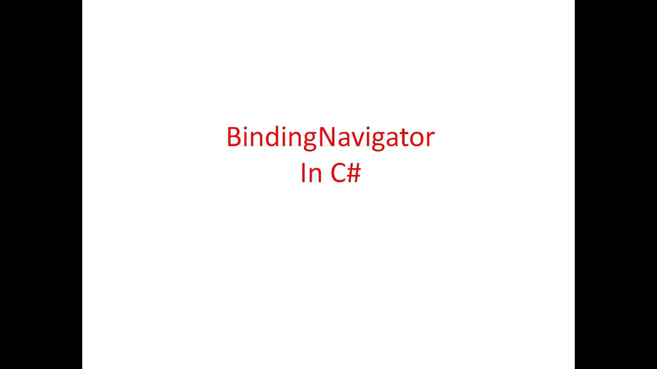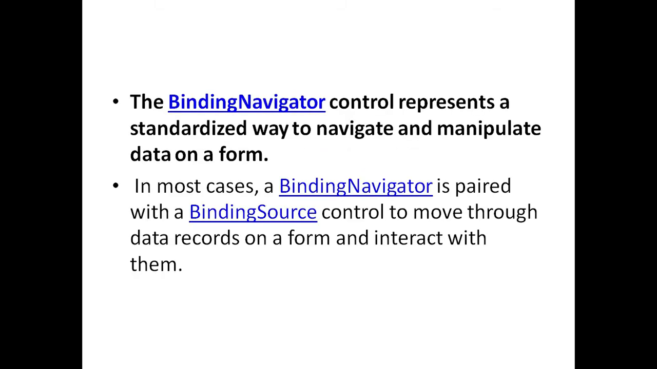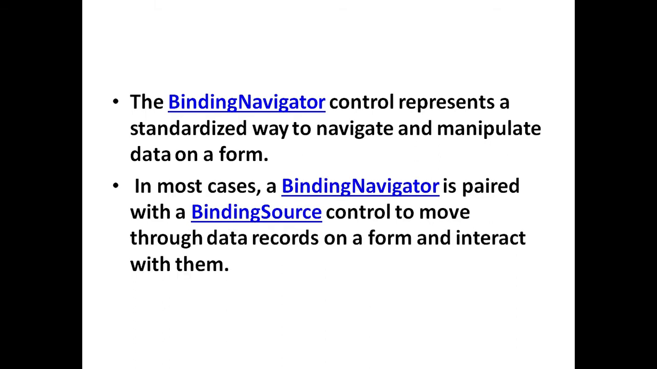Here we will see binding navigator in C#. The binding navigator control represents a standardized way to navigate and manipulate data on a form. In most cases, a binding navigator is paired with a binding source control to move through data records on a form and interact with them.